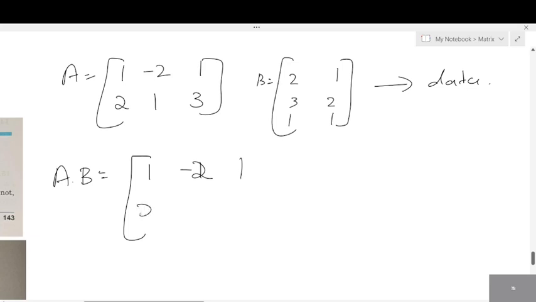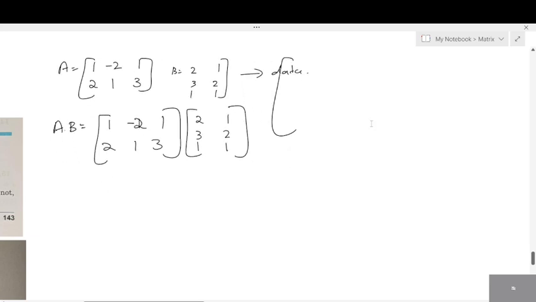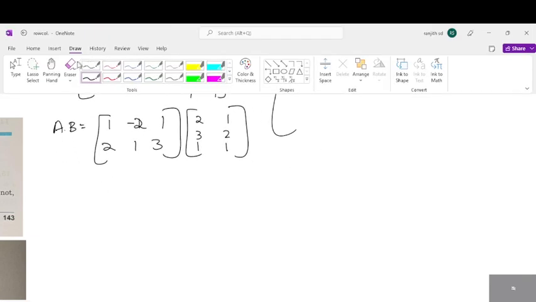Minus 2, 1, 2, 1, 3. Beside that, just beside that, 2, 3, 1, 1, 2, 1. Write it like this. Next, we'll start the calculation. Number 7, so use the number 7.